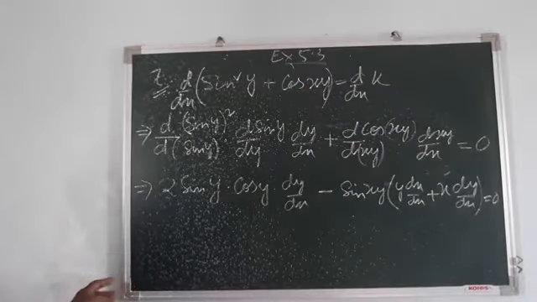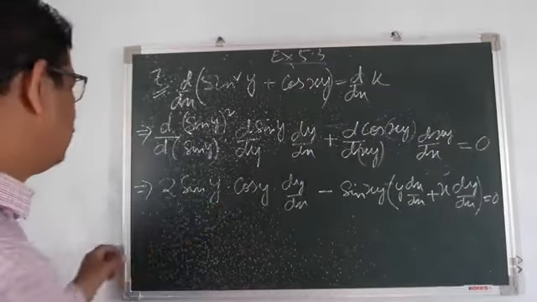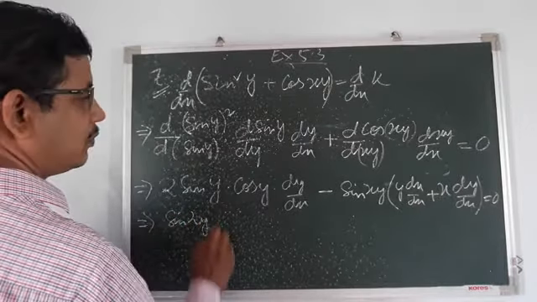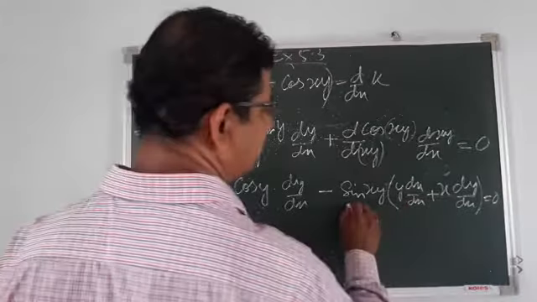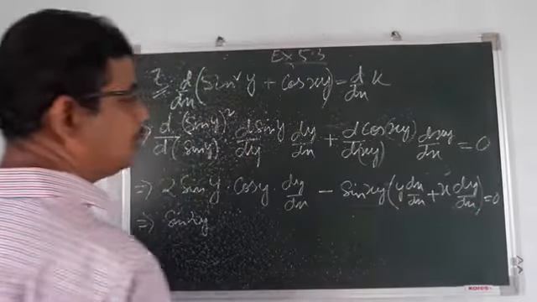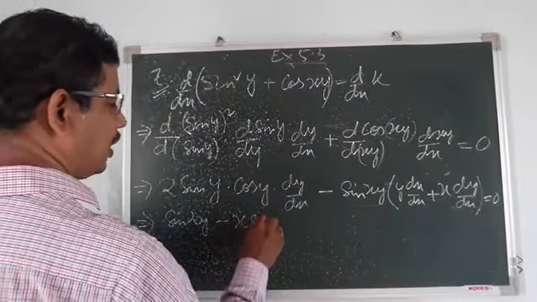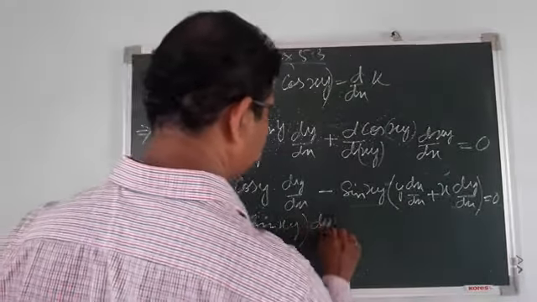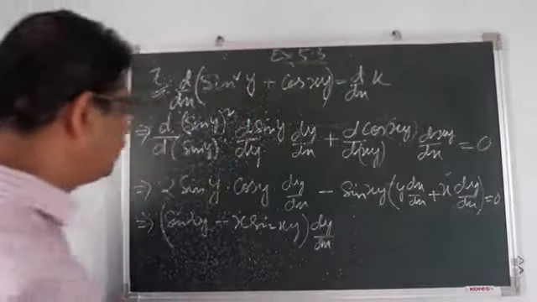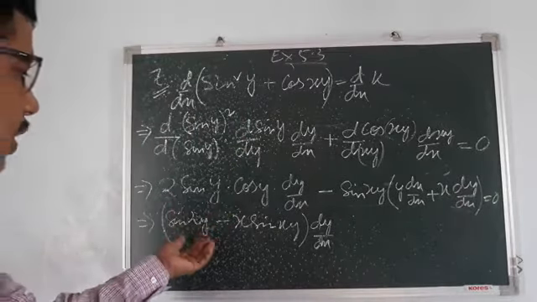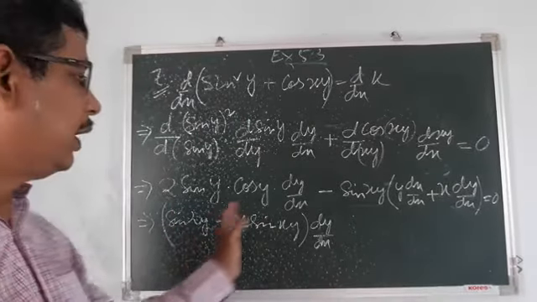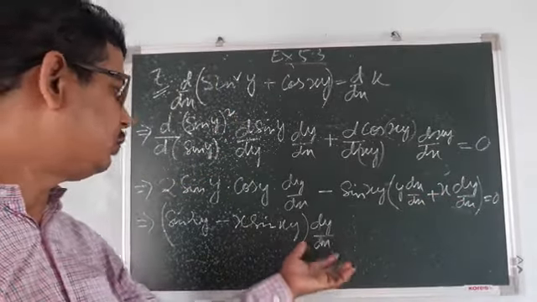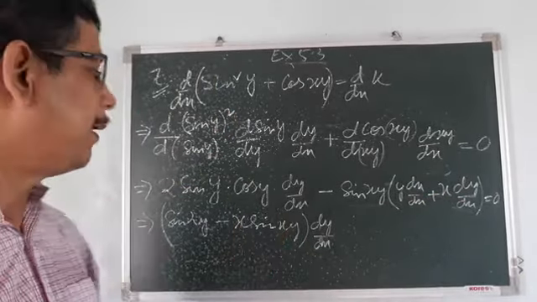Now students, this one is what? Sin 2y. And from this term we can get what? x sin xy. We can get what? dy/dx. So what we have written? 2 sin y cos y is sin 2y. And from this term, x sin xy, dy/dx is there. We have taken dy/dx common.